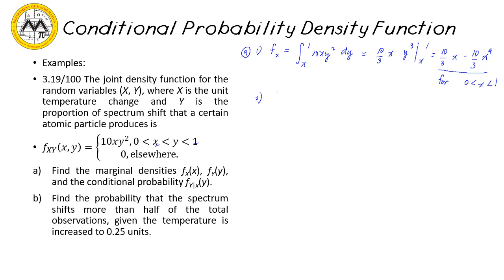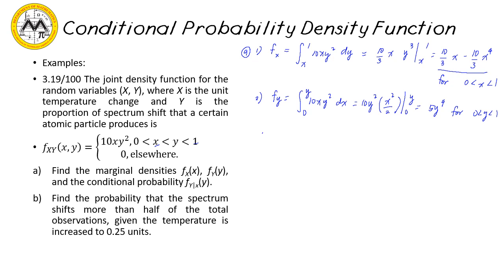For the second one, f sub y, we have the integral of 10xy squared dx, where x is from 0 to y. So 10y squared times x squared over 2 from 0 to y. The upper limit would just be y squared, so that would be 5y to the 4th, for y in between 0 and 1.